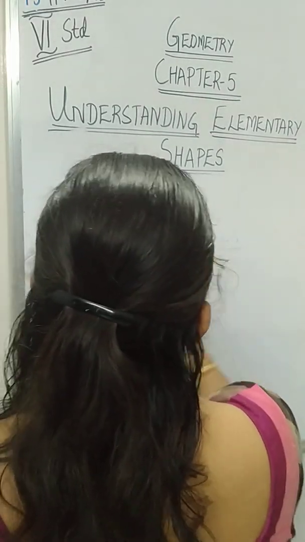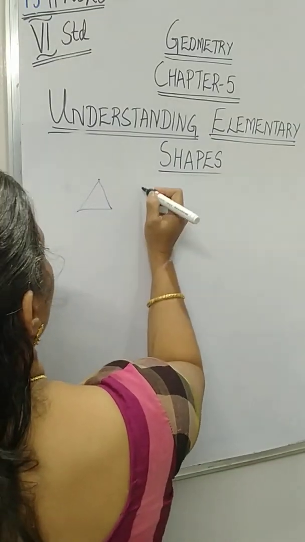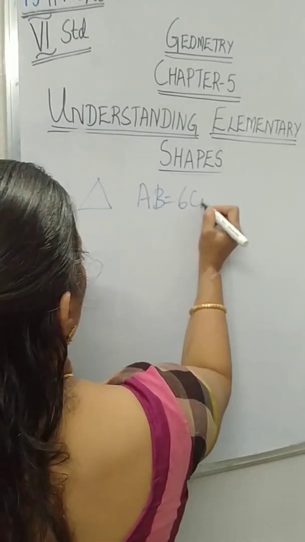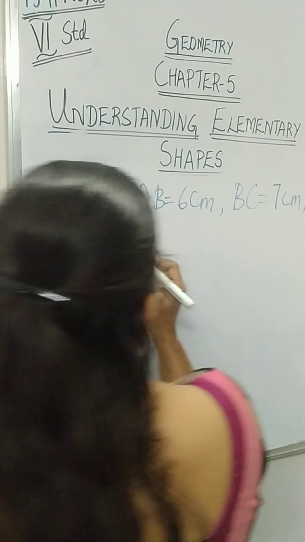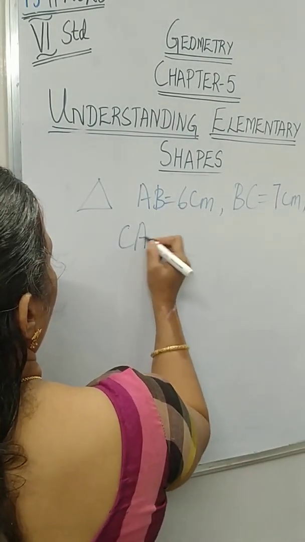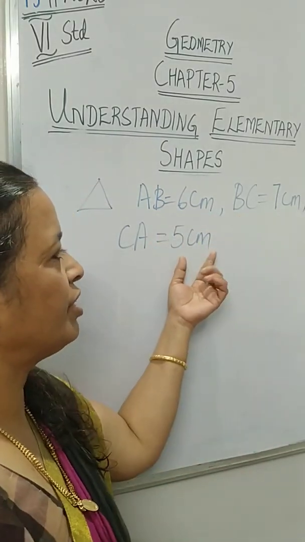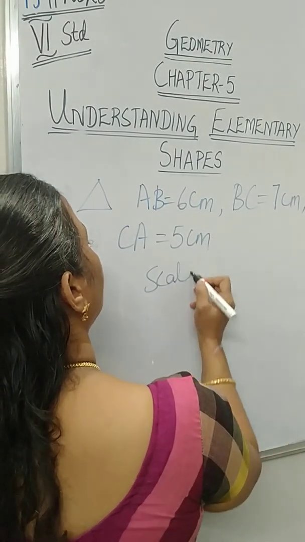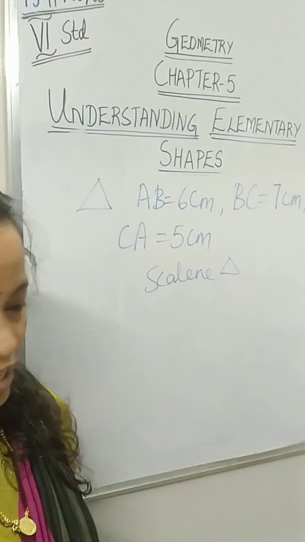Let me show you an example how to identify the triangles. I will give you a measurement. A triangle which has AB equals 6 centimeter, BC is 7 centimeter and CA equal to 5 centimeter. Look at the measurements. All the three are having different measurements. So what type of triangle is it? It is scalene. Here only sides are given, so you can make out all are different, so it is scalene.